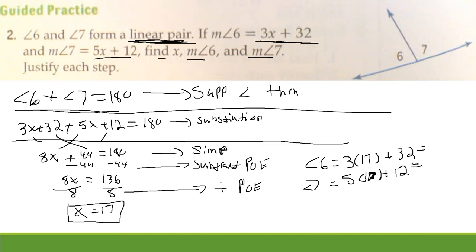So if we find this out here, 3 times 17 plus 32 would give me 83. And then 5 times 17 plus 12 would end up giving me 97, I believe. 5 times 17 plus 12, yep, 97. So these would be my two answers for the individual angles.